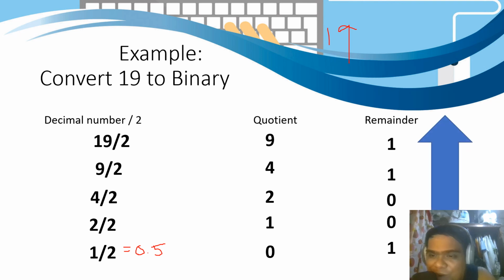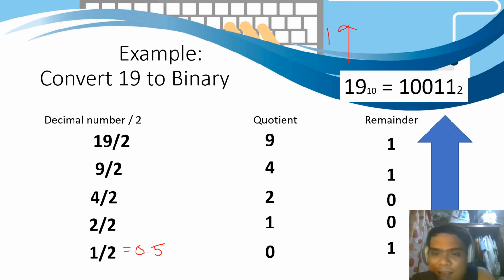And then you read from bottom to top. 10011. At yun na nga, 10011. Balik tayo dun sa table natin kanina, same din talaga yung unang given. Okay? So that's it. So that's how you read it. The easiest way.